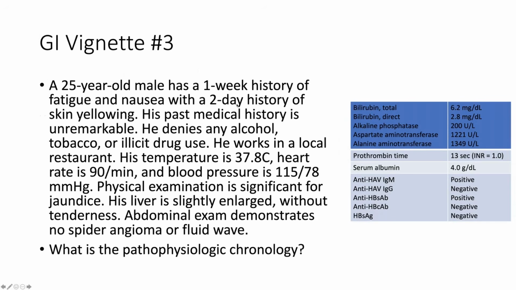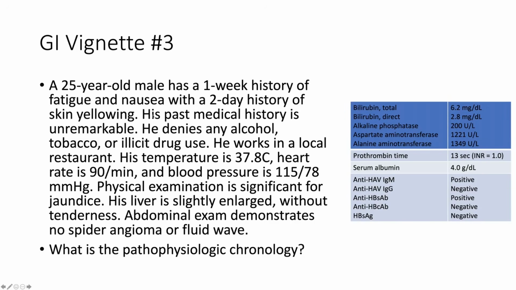So what I'm going to do is, instead of just reading it, I'm going to actually read it and analyze it as if I was going to do it myself. So got a young guy, has a 1-week history of fatigue and nausea with 2 days of yellow skin. So he's got jaundice for 2 days. A week ago, he started having fatigue and nausea. So vague symptoms, although probably more GI. And now you've got some skin yellowing. So you're thinking already GI, either obstruction or inflammation.